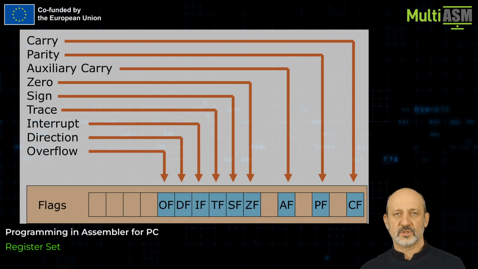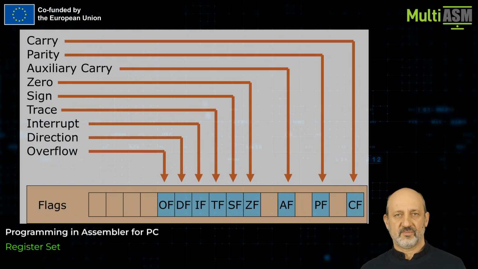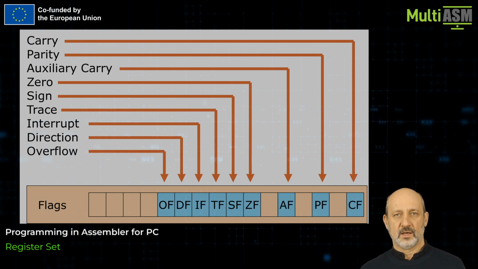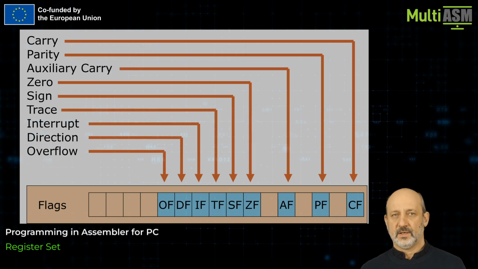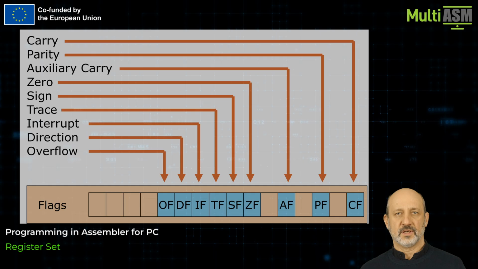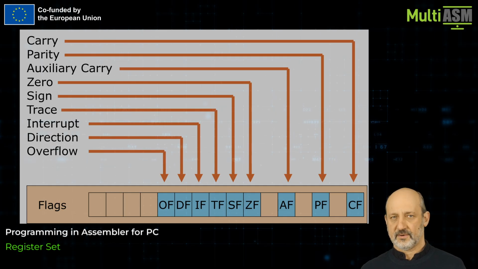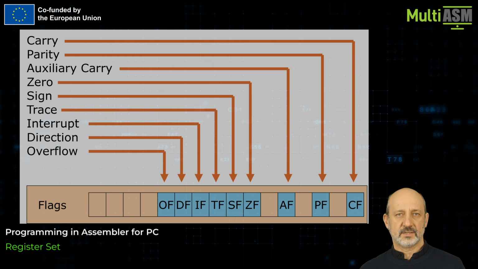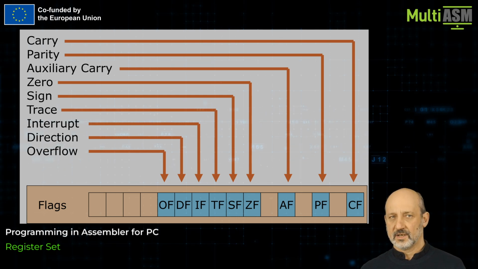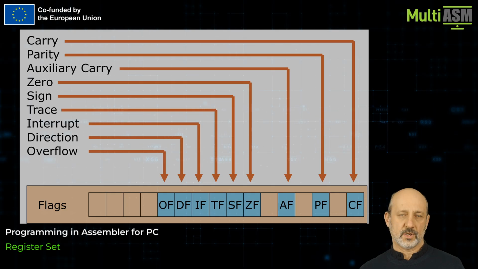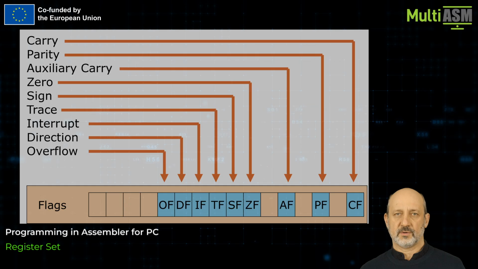Control flags allow modifications of the processor's behavior. TF, trap flag, is used for debugging to execute a program one instruction at a time. Interrupt flag, IF, if it is set, interrupts are enabled. DF, direction flag, it determines the direction of string operations. If cleared, string operations work from lower to higher addresses. If set, they operate in the opposite direction.